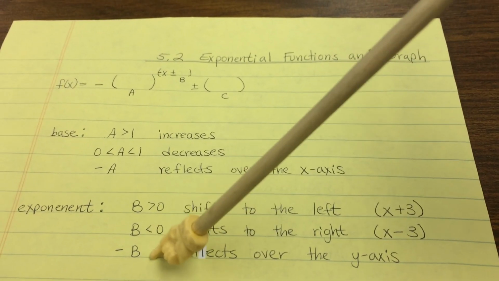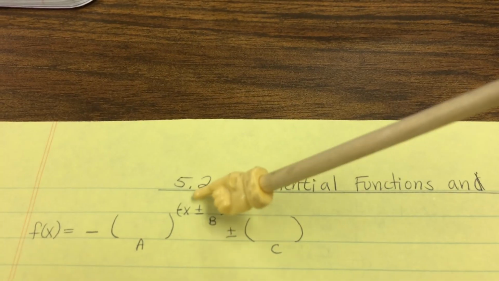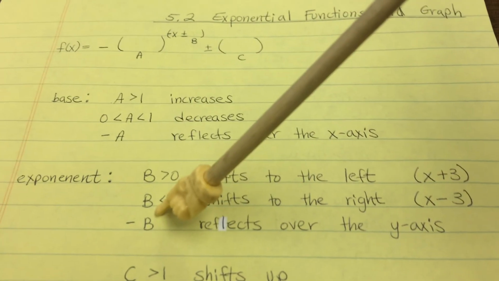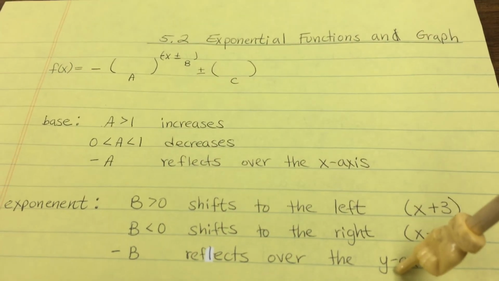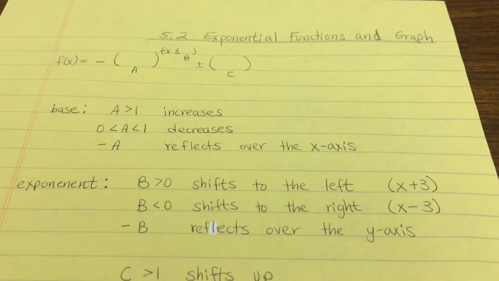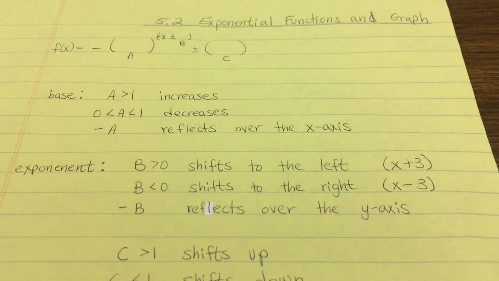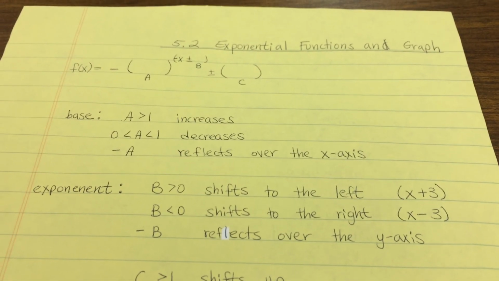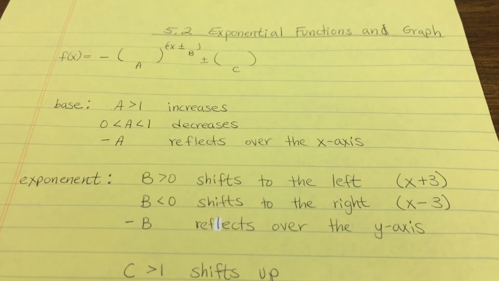And if you have a negative on b, it's going to look something like this. If you have a negative in front of that x right there, it's going to reflect over the y-axis. Okay, so those are some rules. If you know those rules, it makes it easier to do the graphing. Now, if you don't know the rules, that's okay. Then you're going to probably have to create some tables and then go ahead and graph it out.